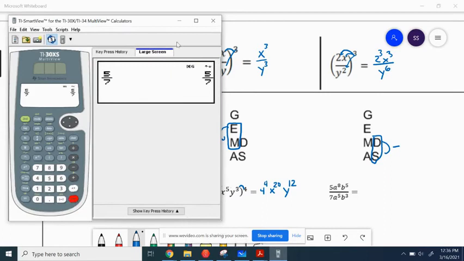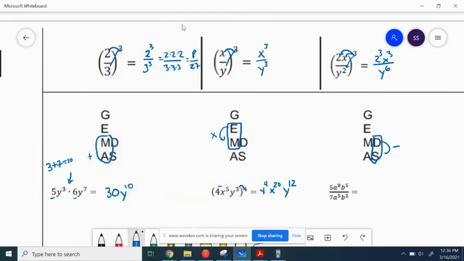Sure enough, it does not. It's just going to remain 5/7. Okay. And then we've got the same base with my a's and my b's, so I can divide or use the rule to subtract the exponent. So my base a, I'm going to do 8 minus 5, which is 3. It's going to be a to the third power. And then my base b, I'm going to do 5 minus 3, which is 2.